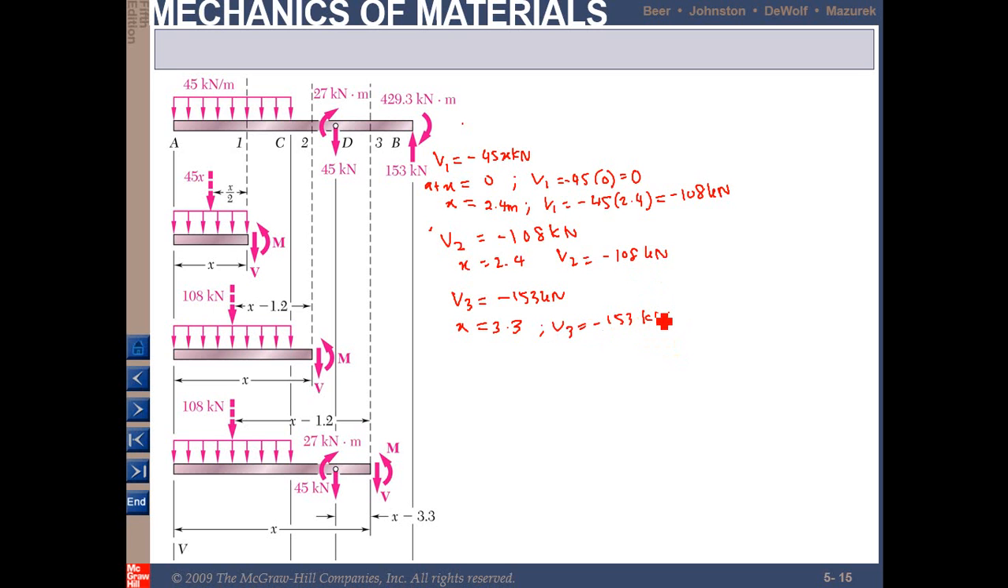So if you have all this, you already have all these values, and then you can construct the shear force diagram.